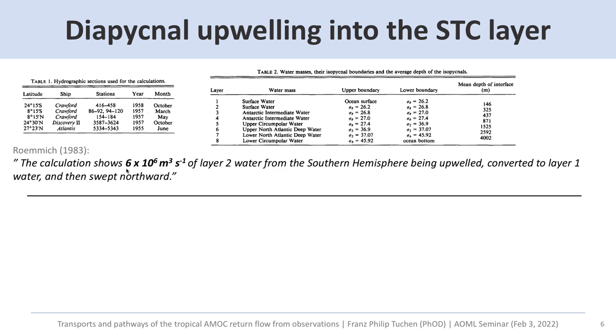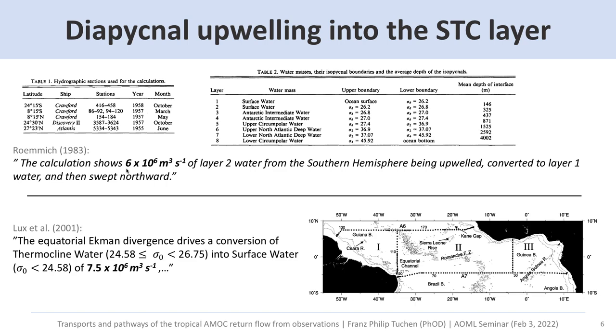So many studies afterwards relied on this, or they always included this part of the upwelling in their STC estimates. And then there's another one by Lux et al. in 2001. Also, they had two sections, one at 7 North and one at 4 South. And they used slightly different definitions for their thermocline and surface water, so it's not that comparable, but nevertheless, they estimated around 7.5 Sverdrups of thermocline water upwelling into the surface water.